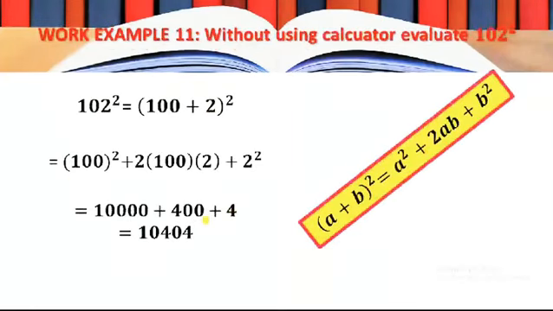Okay, now I have taken work example 11. In work example 11, we have to evaluate 102 whole square without using a calculator. With a calculator it is very easy, we will just write 102 square, but here we have to solve it without a calculator. So firstly we have to break 102 like 100 plus 2.